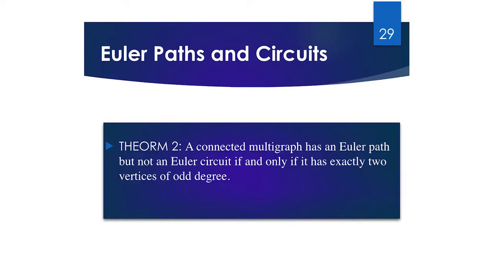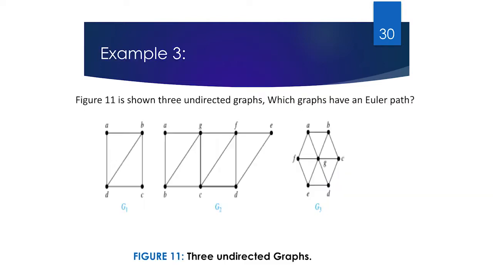So what is theorem 2 telling us? That a connected multigraph has an Euler path but not an Euler circuit if and only if it has exactly two vertices of odd degree. Let us take an example to understand this theorem. Figure 11 is showing three undirected graphs. Which graph has an Euler path?